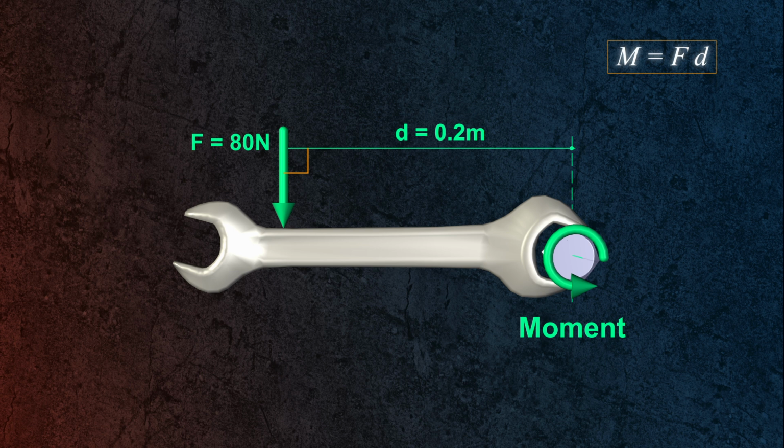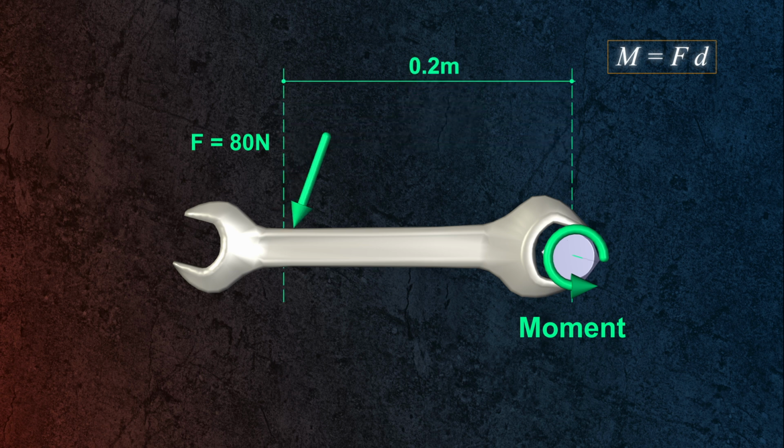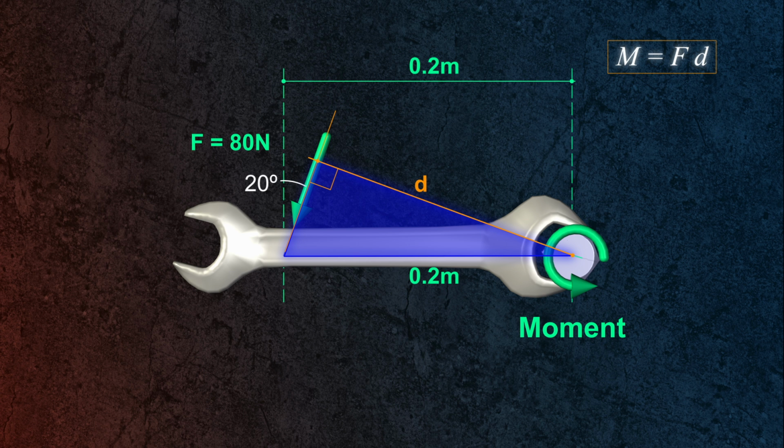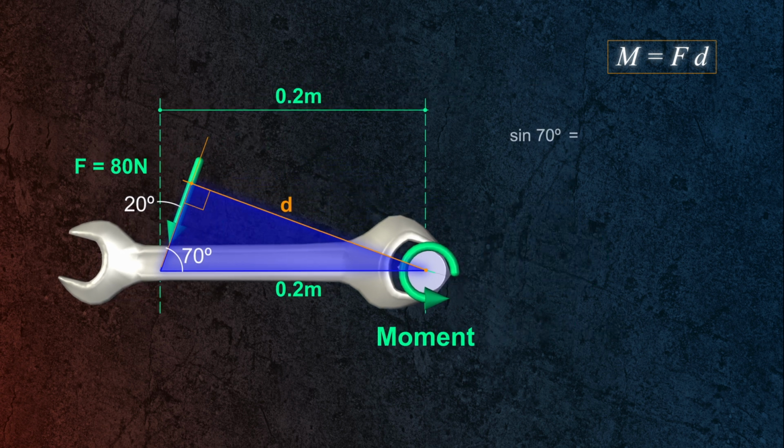For instance, let's say that the same force, 80 newtons, is now applied to the spanner at an angle of 20 degrees from the vertical. The moment arm will not be 0.2 meters anymore. Rather, it will be the distance from the pivot point perpendicular to the force's line of action. To solve for the moment arm D, we can use this right triangle. We know that this angle is 90 degrees, so this angle must be 90 minus 20, which is equal to 70 degrees. Using the sine function, sine of 70 degrees is equal to D divided by 0.2 meters. Solving for D, we get 0.188 meters.